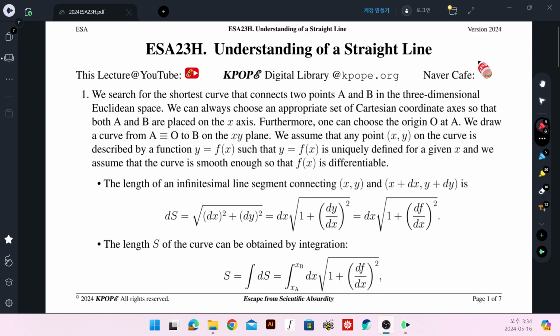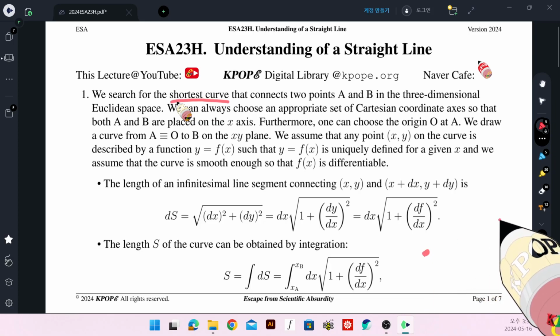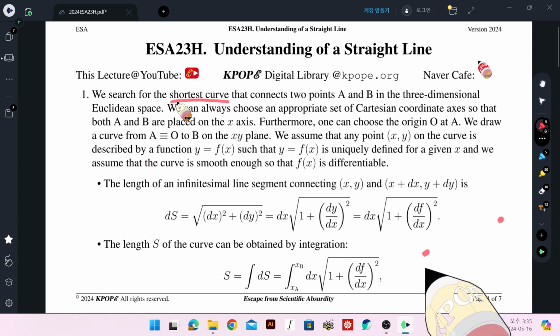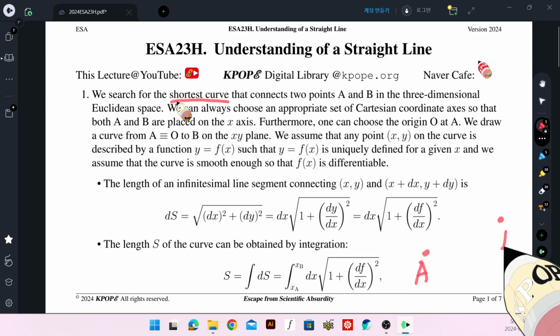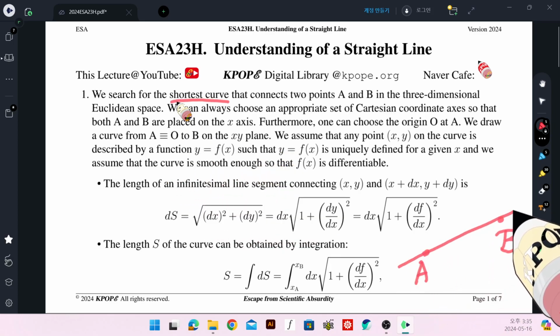Today we study ESA23H, understanding a straight line. We search for the shortest curve that connects 2 points, A and B, in three-dimensional Euclidean space. We can always choose an appropriate set of Cartesian coordinate axes so that A and B are placed on the x-axis. So this is the x-axis.